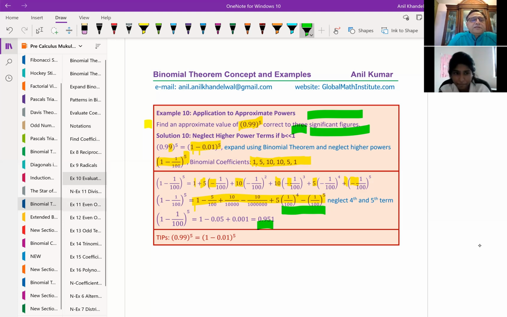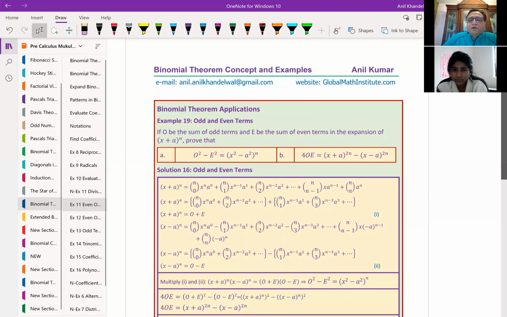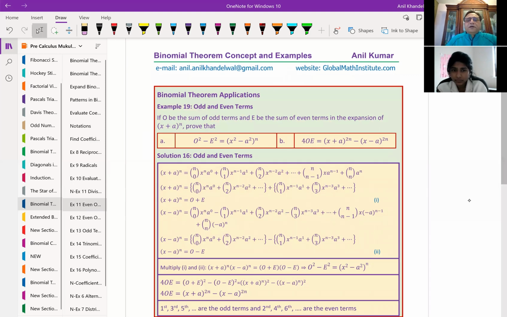Now let's take up even and odd terms in slightly more detail, as most of the examples were related to even and odd terms. So we just touched upon it earlier also. But this time, can you please read this question now? If O be the sum of odd terms and E be the sum of even terms, in the expansion of x plus a to the power of n, prove that A, O squared minus E squared equals x squared minus a squared to the power of n.